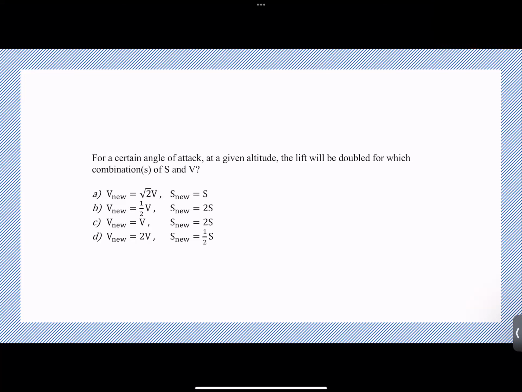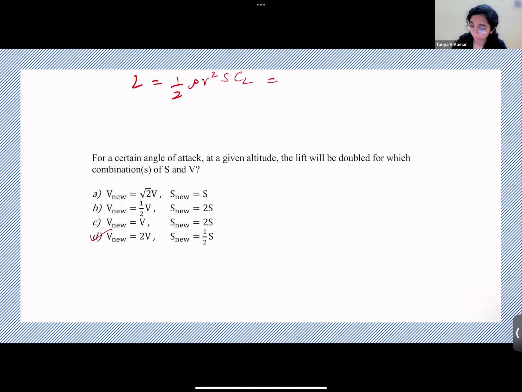D. Fourth. D. Is D the only option? C. Okay, so to do it in a systematic manner, let's just write down the equation for lift. They've asked you lift will be doubled, so just write the equation for lift. That's half rho V square S CL. Now the things that are constant, we'll just group them together under A. So half rho and CL, these are constant, right? So A V square S, correct? So just group them together.